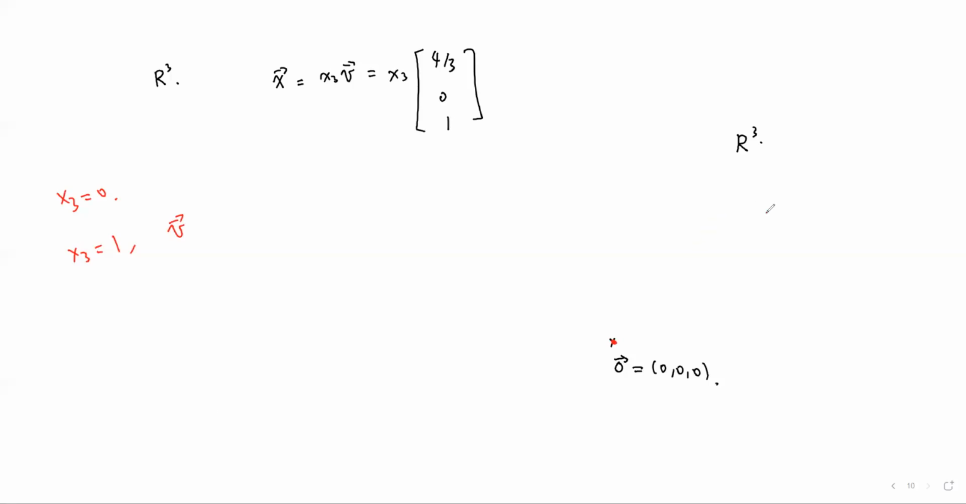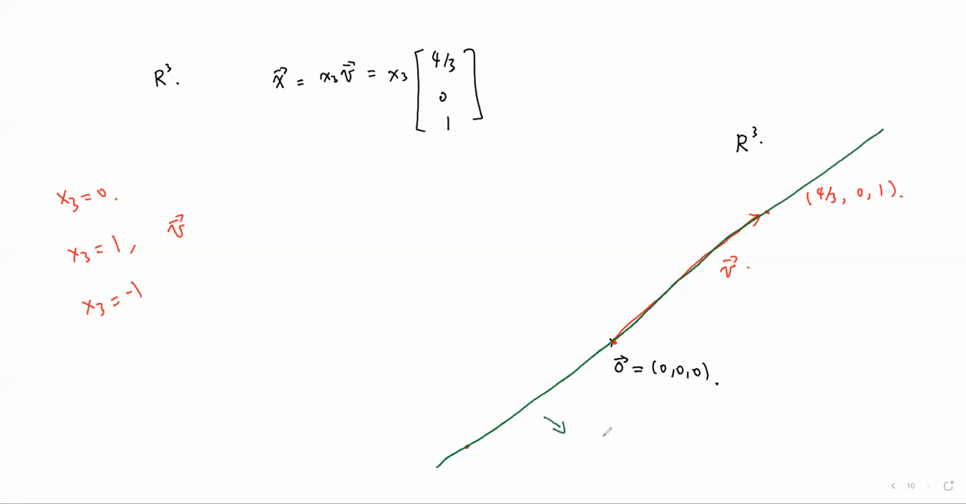What is v? Suppose here is v. This point is (4/3, 0, 1). Or you can join these two points with an arrow. This is the vector v. You can choose x3 equal to -1, then you get this point here. So x3 is arbitrarily chosen, then plot all the points. All the points together, you will see a line.